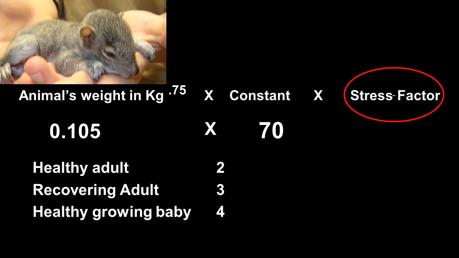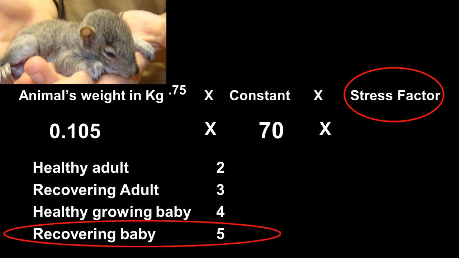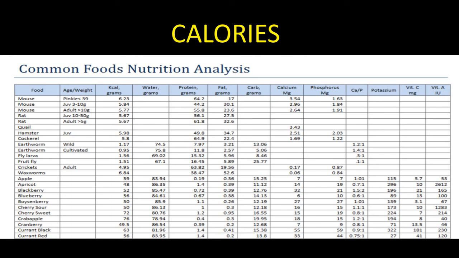A healthy growing baby needs twice that of a healthy adult to allow energy for growth. The stress factor is 4. A growing baby recovering from injury or illness needs even more than a healthy baby, and that stress factor is 5. If we are calculating for our baby squirrel above, we can see it's not healthy. This is a sick baby. So we are going to times our base metabolic rate by 5. The result is how many calories this baby squirrel needs in 24 hours: 36.75 calories a day.